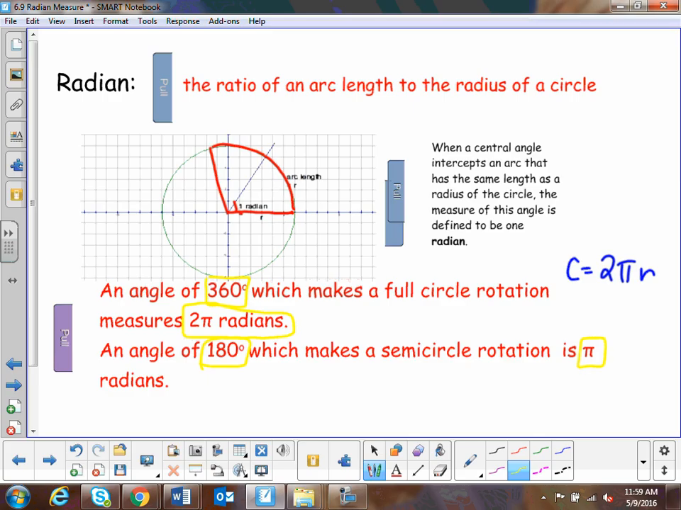We can probably figure out some other nice, easy measures like 90. I'm going to show you those here. Okay, see? So a full rotation is 2 pi radians, which again comes from the radii completing the whole circle. Okay? So 360 is 2 pi radians, 180 is 1 pi radians, and so on.